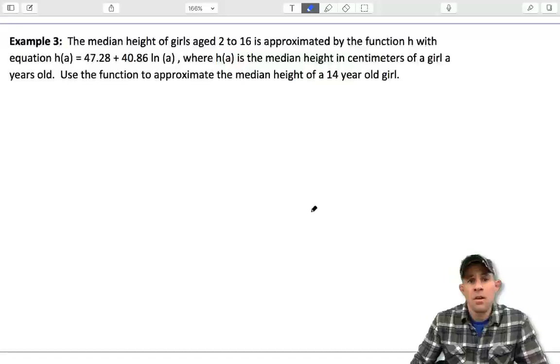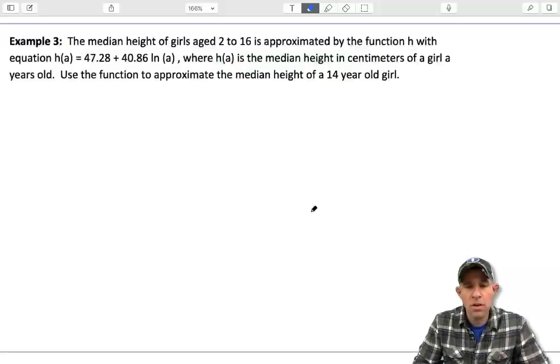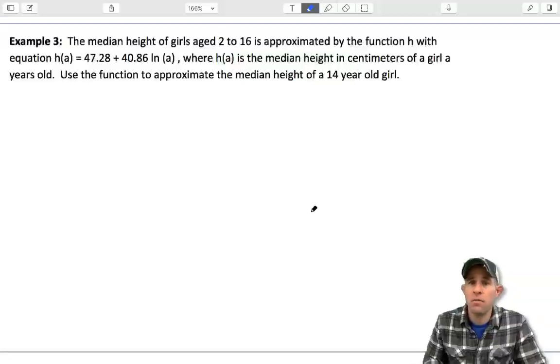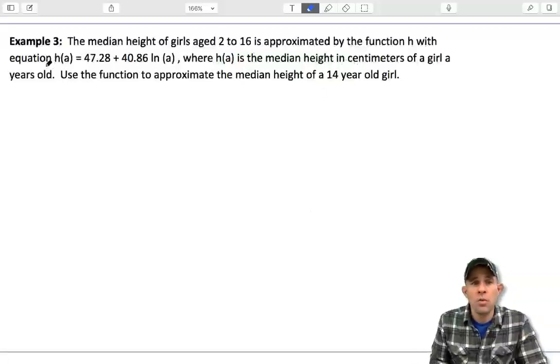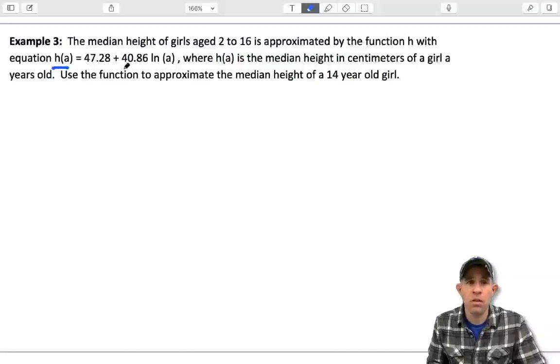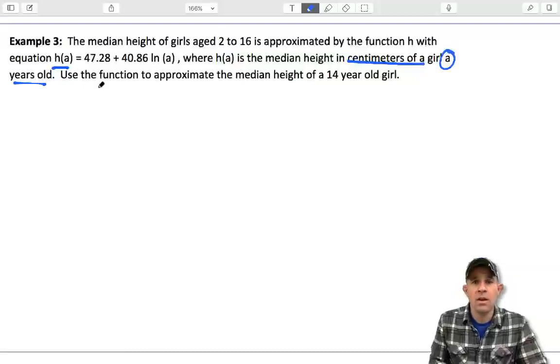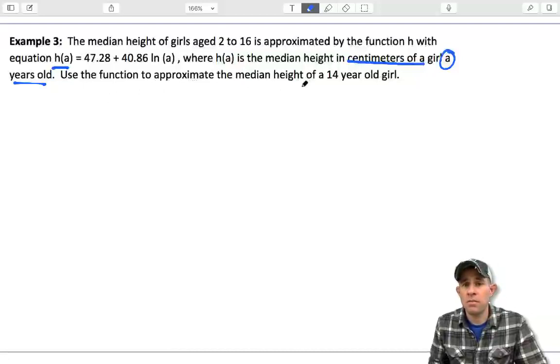All right, moving to example 3, it says the median height of girls aged 2 to 16 is approximated by this function h here, with the equation h of a equals 47.28 plus 40.86 times the natural log of a, where a is the median height in centimeters of a girl, a years old. So a is our age. Now it says to use the function to approximate the median height of a 14-year-old girl.